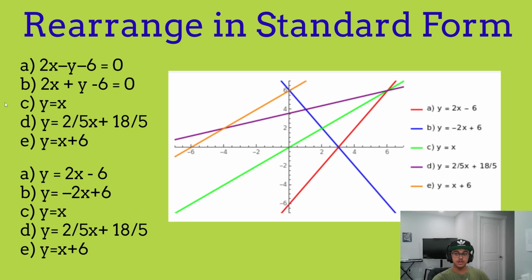And if we convert that to the standard form, it's going to be y is equal to 2x minus 6. B would be y is equal to minus 2x plus 6. For C, y would be equal to x. For D, y would be equal to 2/5x plus 18/5. And for E, y would be equal to x plus 6.